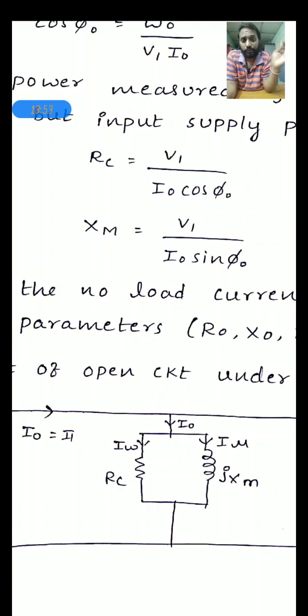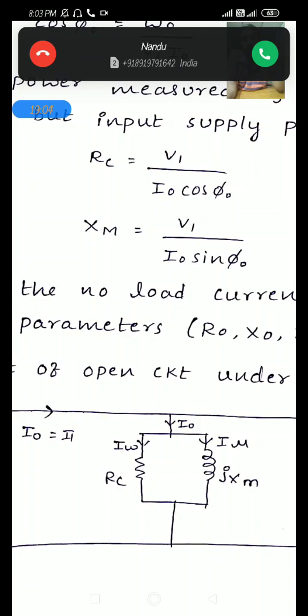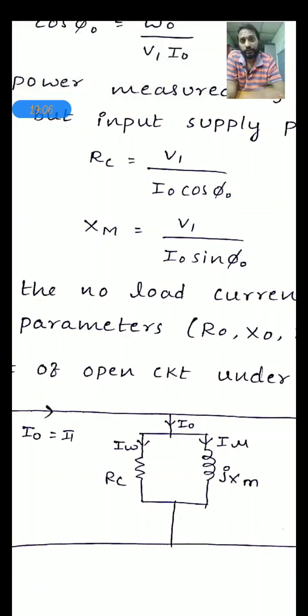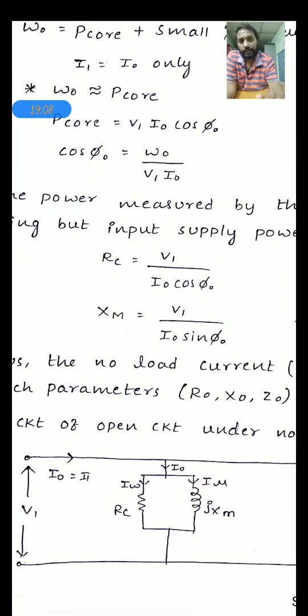Once again I am telling you, the open circuit test should be conducted on the LV side, and the HV side is kept open. Then there are two objectives for conducting this test. The first one is measurement of core losses, complete core losses, and the latter one is to calculate the core loss resistance RC and magnetizing reactance XM.